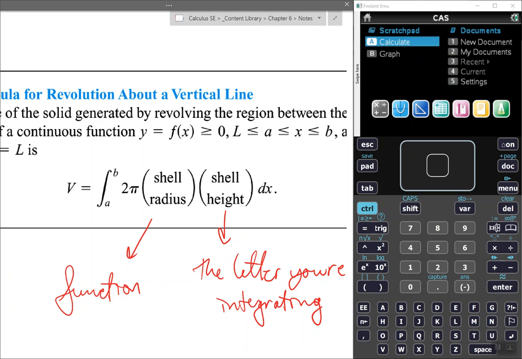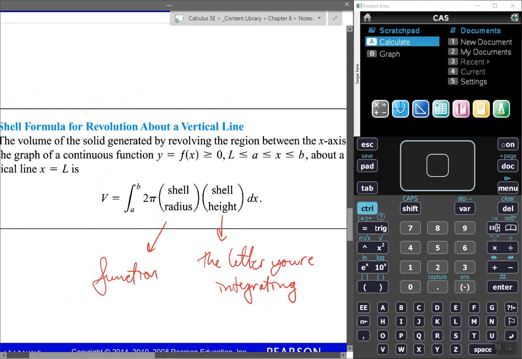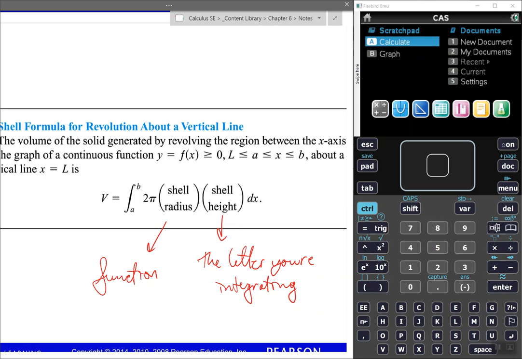The shell height is always the letter you're integrating. So for our equations, if it's 3x minus x squared, the height will always be x. It's whatever letter you're integrating. The shell height is always that letter. And that seems to confuse a lot of people the first time going through this. It's always just whatever letter you're working with. So that's the only way that I can explain it.